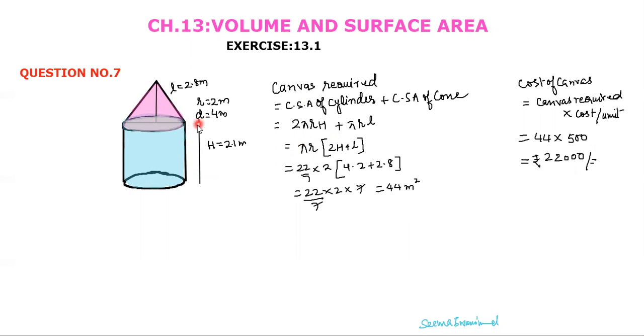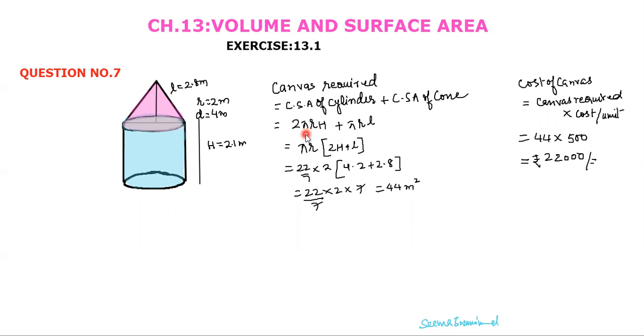Now see what is given to us in the question. The cylindrical part is of height 2.1 meter. And the diameter of both is the same, because the cone is attached to the cylinder, so both are attached. That means both have the same diameter, 4 meter. Therefore the radii of both are also the same, that is 2 meter. And the slant height of the cone is given as 2.8 meter. So everything is given to us. Simply we have to put in the values.